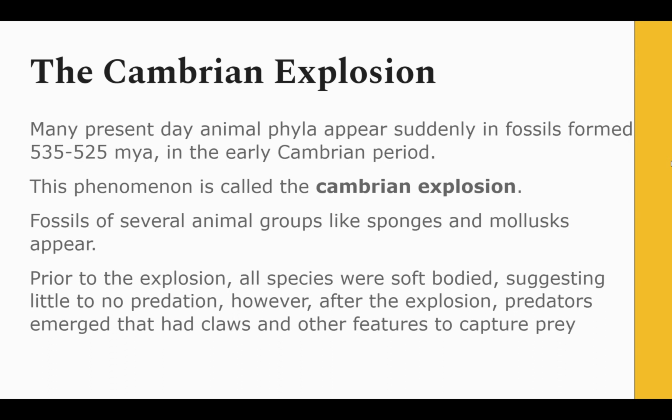535 to 525 million years ago, we start seeing little critters in the ocean. So this was our second big key event in life history. All these little oceanic critters start to develop.